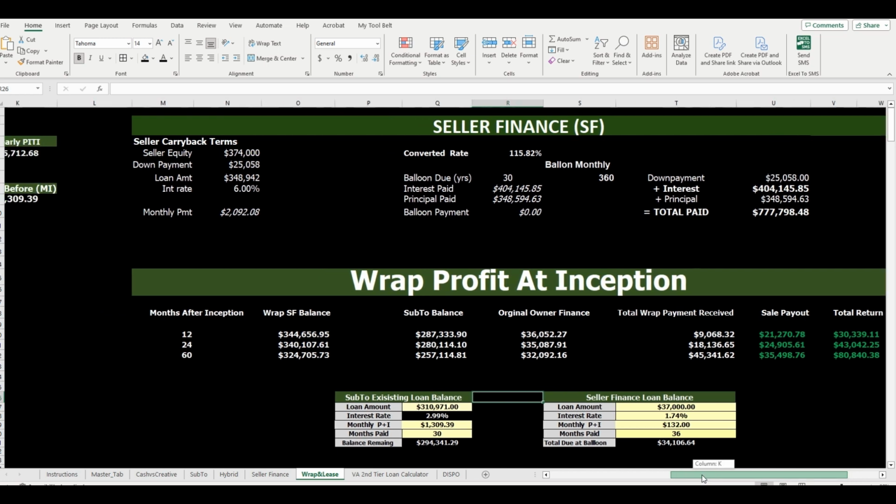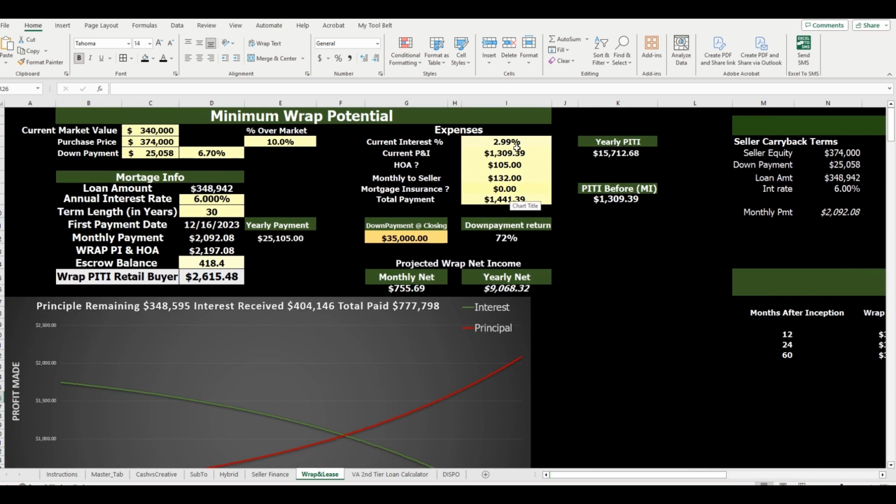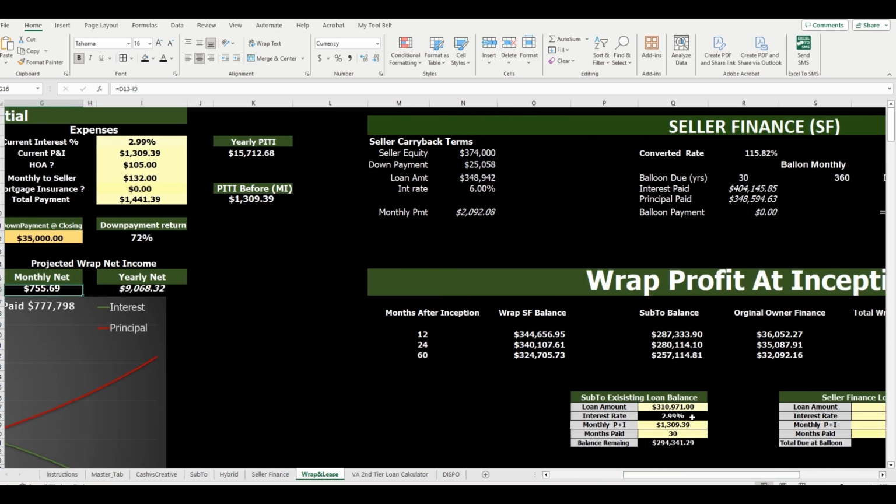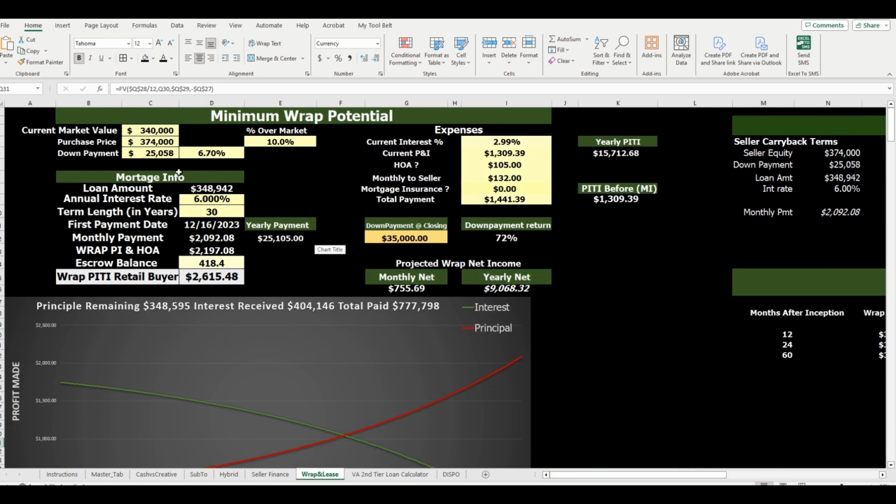These are the types of properties that work really well on a wrap. The lower the interest rate, the bigger the monthly net spread. And if the principal balance has been paid out quite a bit, then in this case, we actually have a balance remaining of $294, then we are going to make some money here.